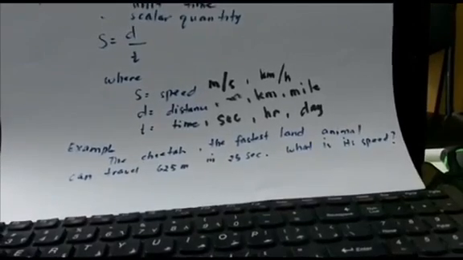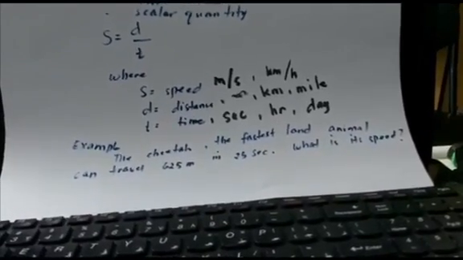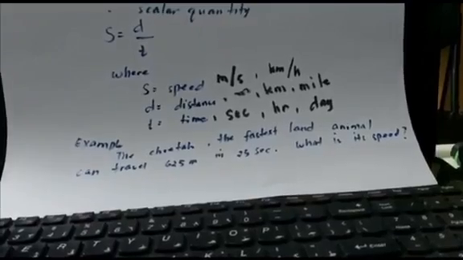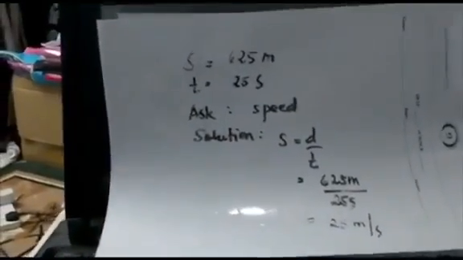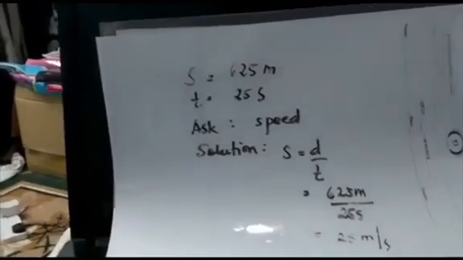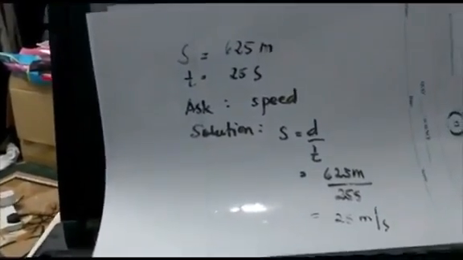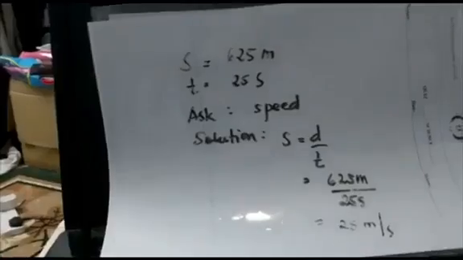Let us apply the formula for speed calculation in this sample problem. The cheetah, the fastest land animal, can travel 625 meters in 25 seconds. What is its speed? To solve the problem, it is important that we present our solution in this manner. We start with the given. d is equal to 625 meters. Your time is 25 seconds. And then you're asked to find speed.